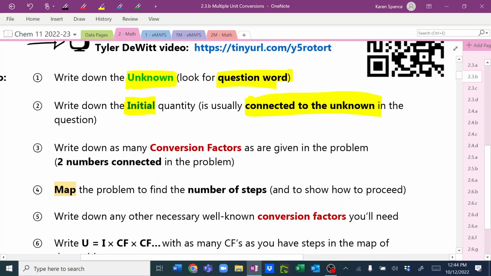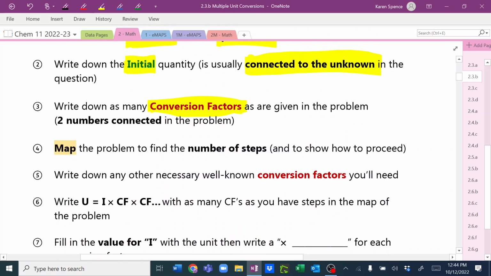You're going to write down as many conversion factors as are given in the problem. You're going to map out the problem. Most people say, do I have to map? And my answer is no, you do not have to map, but it can be very helpful. So map if you're finding it helpful. You don't have to map if you're getting it correct every time without doing the map, okay? You might need to find some other well-known conversion factors. You know, there's 100 centimeters in a meter, things like that. There's 60 seconds in a minute.